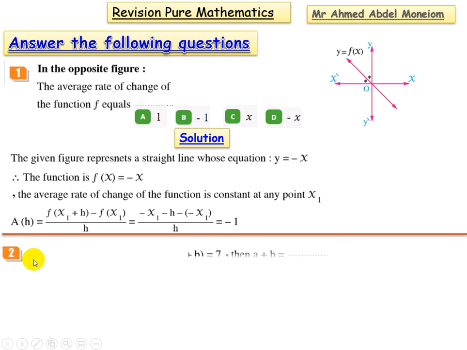Number 2. If summation from x equal 1 to 6 of ax plus b equal 15, summation from x equal 2 to 6 of ax plus b equal 7, then a plus b.